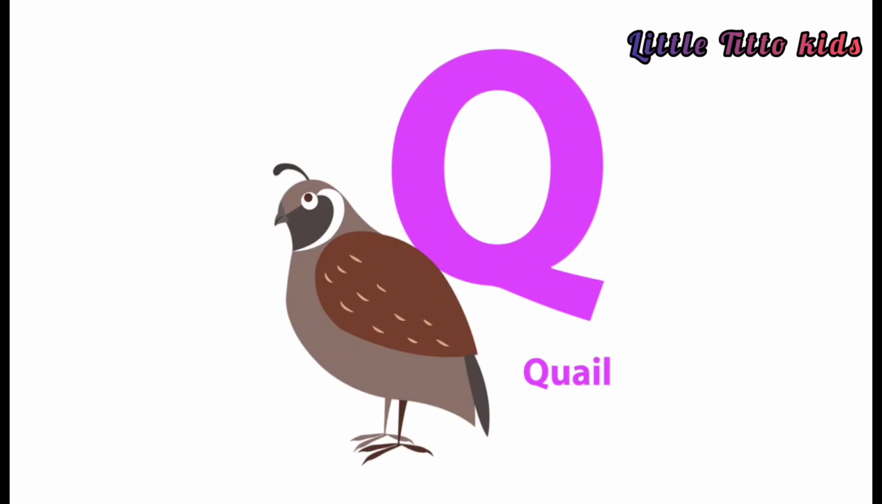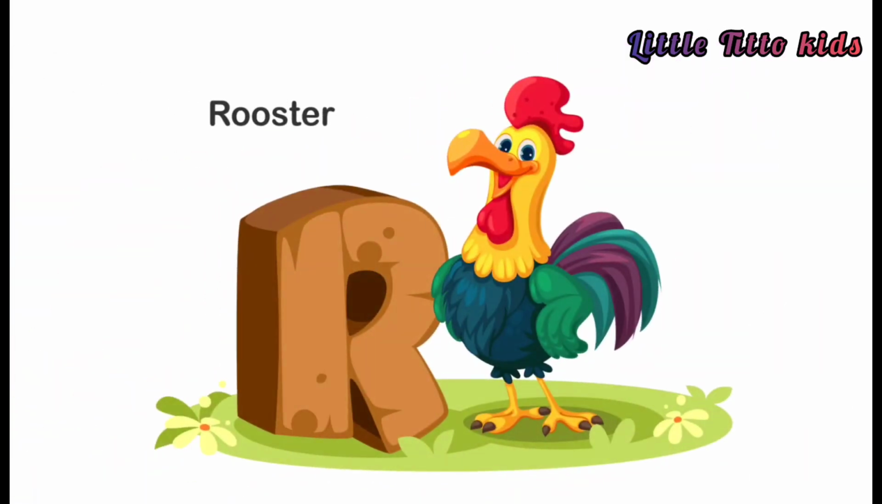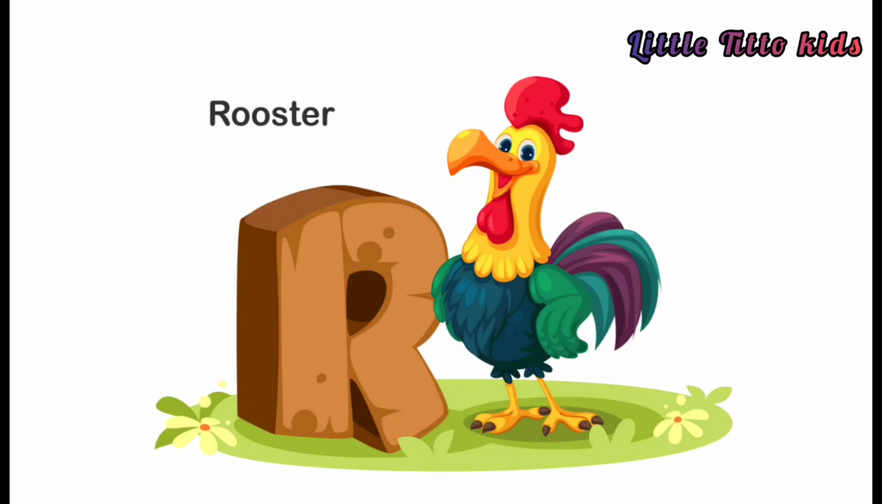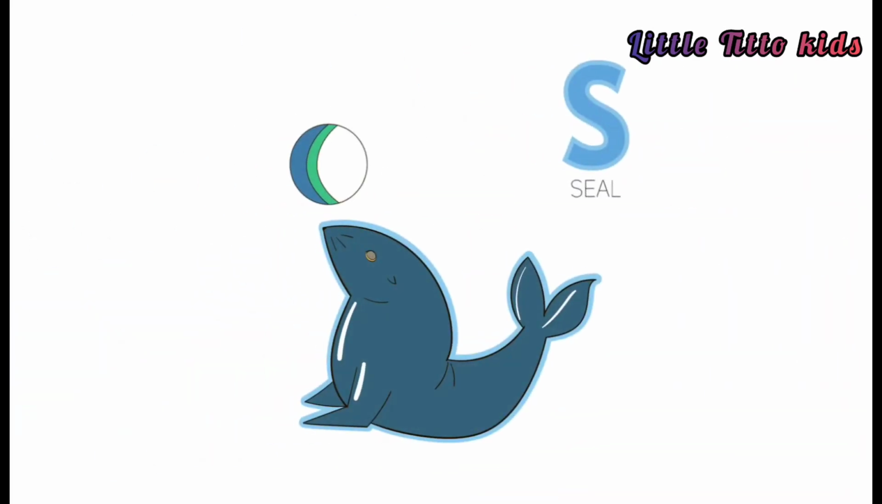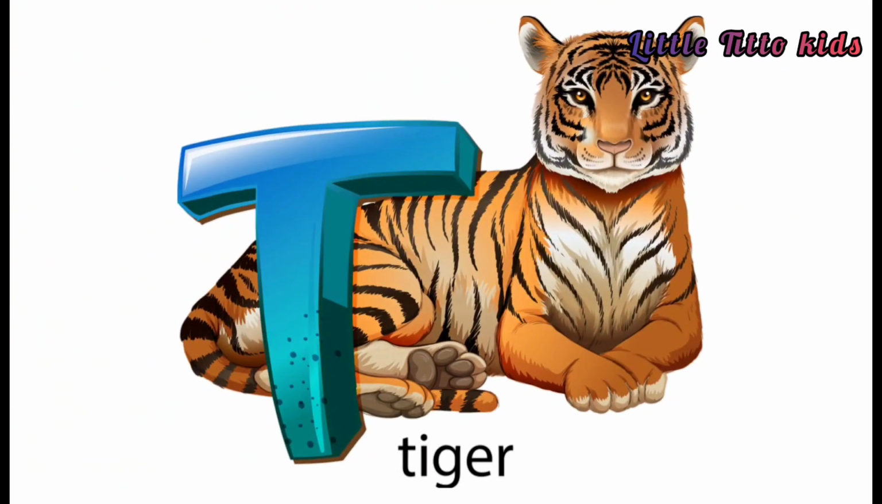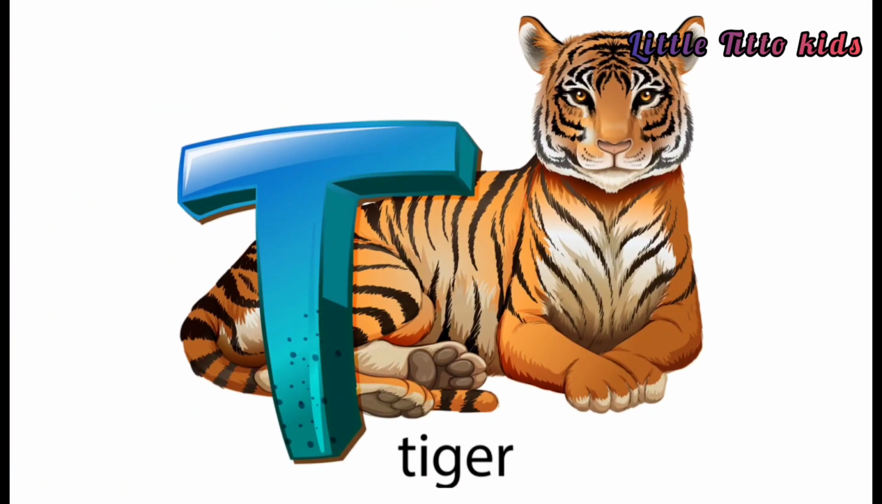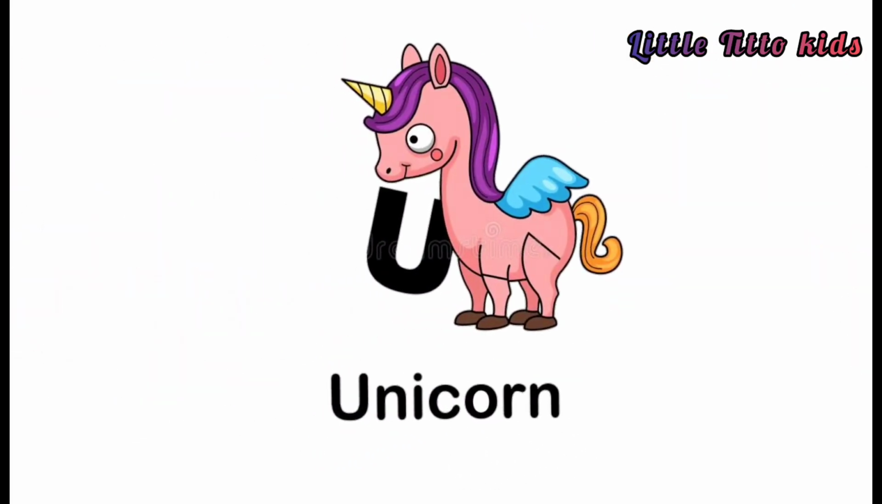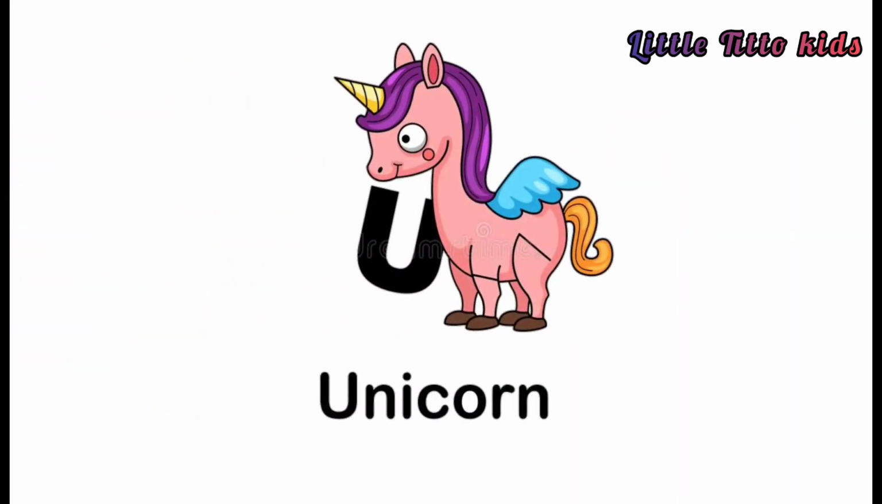Q for quail. R for rooster. S for seal. T for tiger. U for unicorn.